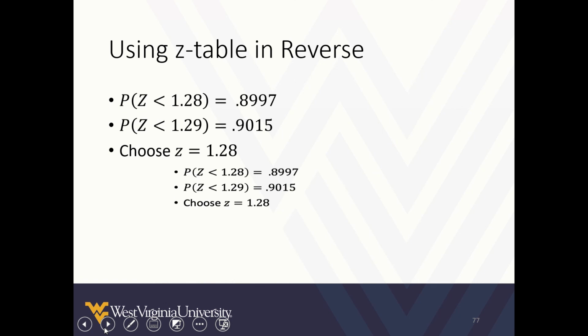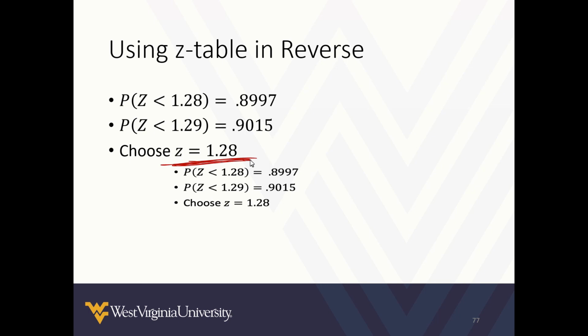Now, if we were to use our table, the closest we could get to would be a Z value of 1.28, which has a probability value of 0.8997, or 1.29, which is 0.9015. As the 1.28 is closer, we will let our C value be 1.28.